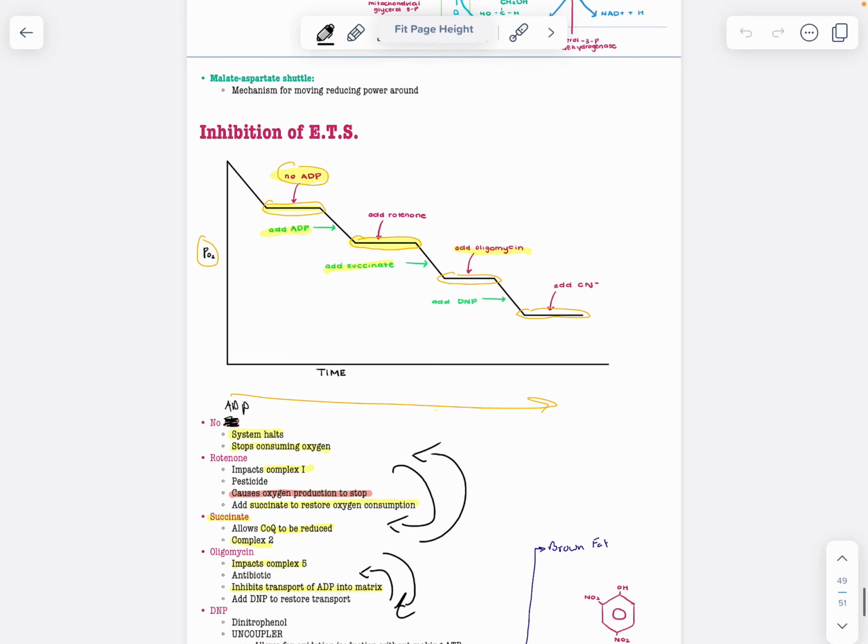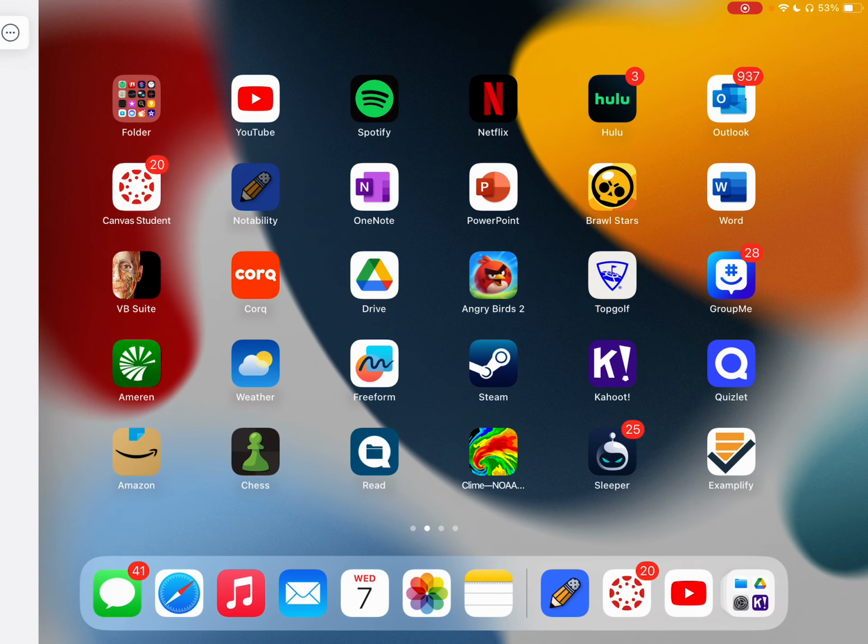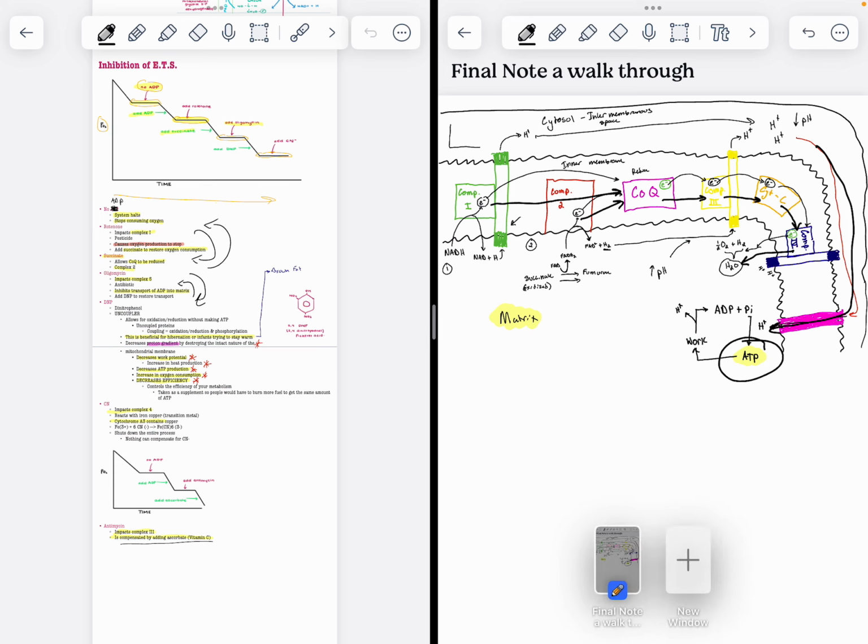Now we'll just talk about inhibition of the ETS. And actually what I'm going to do is split view. So with this system set up over here, crap, I can't get rid of these arrows. Arrow, bop, bop, bop.